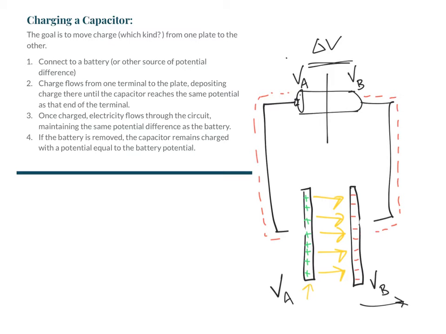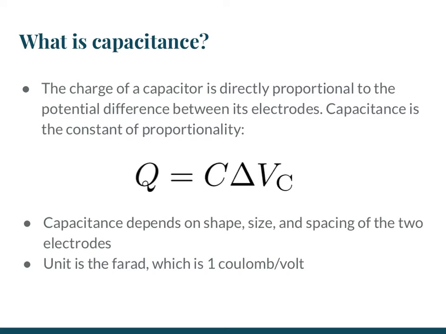So now that we know what capacitors are and how they become charged, we're going to talk about their property, capacitance. The definition for capacitance is that it is the constant of proportionality between charge and potential difference of a capacitor. An easier way to represent that is right here. It says that charge equals the capacitance times the potential difference over the capacitor.